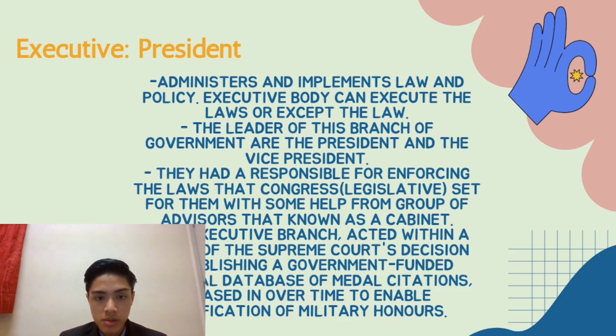They are responsible for enforcing the laws that Congress sets for them, with some help from a group of advisors known as the cabinet. The executive branch acted within a month of the Supreme Court decision, establishing a government-funded national database of medal citations phased in over time to enable verification of military honors. This also includes appointed helpers who assist the president in making important decisions within their area of expertise.